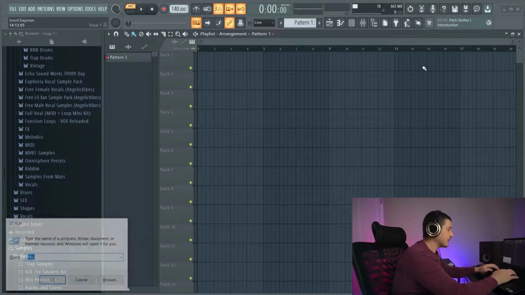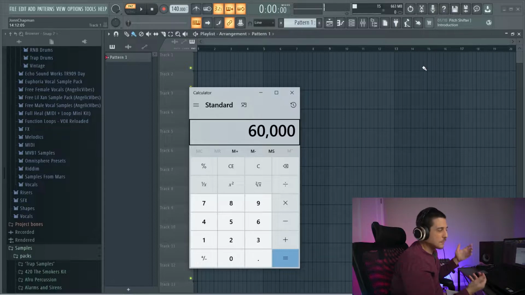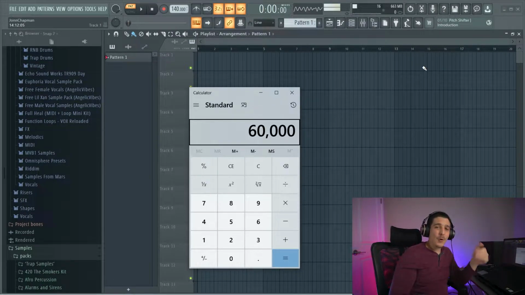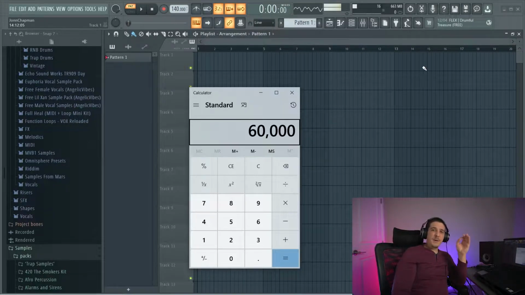So to calculate this, we are actually going to divide 60,000 by our BPM. And before we get any farther, I'm going to explain why so that you can actually remember this and make sense of it. BPM is beats per minute. So we're at 1 minute off tops. 1 minute is 60 seconds.